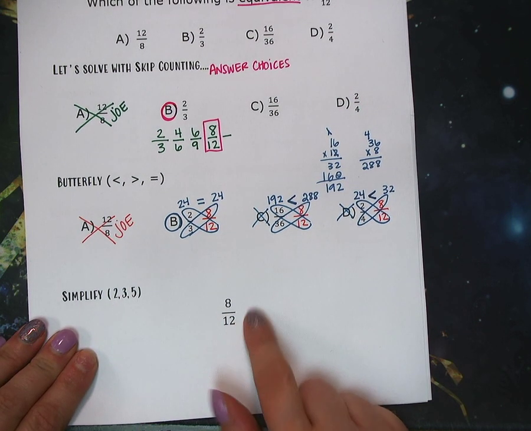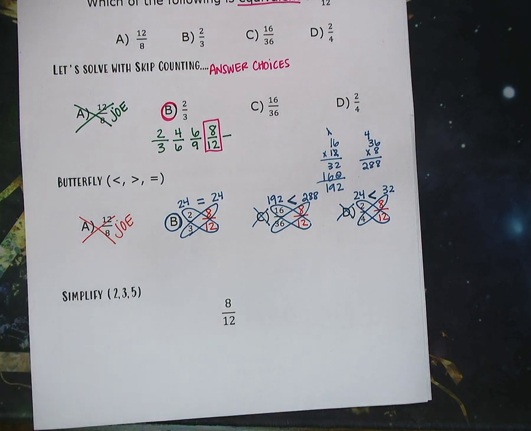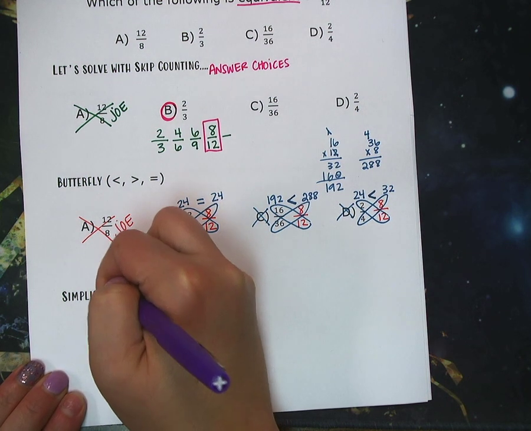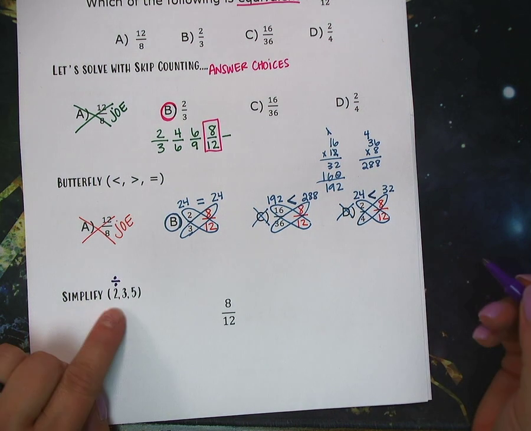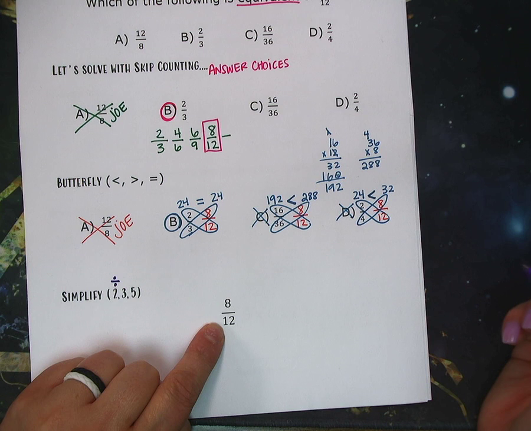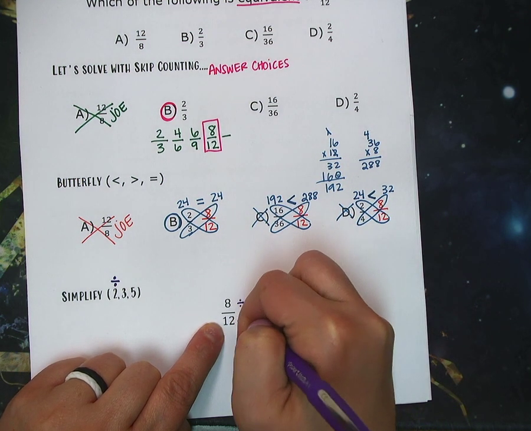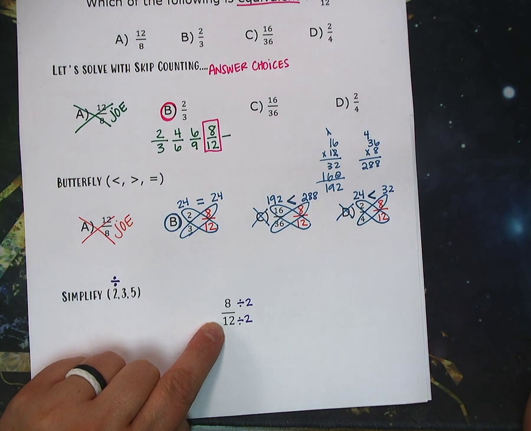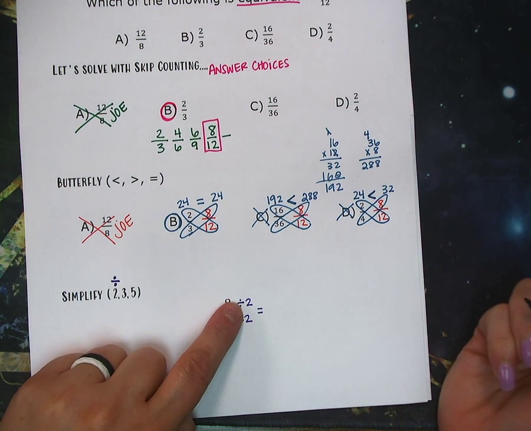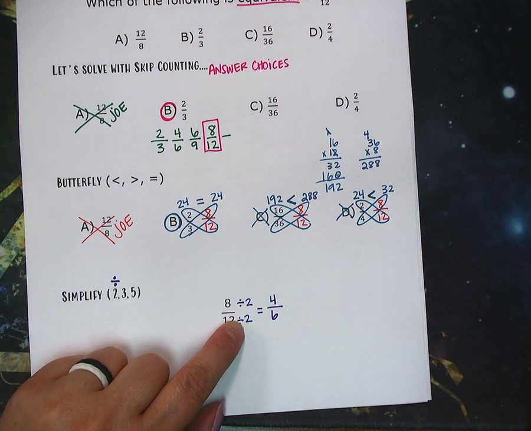Okay. And then the last method that we're going to use is simplifying, which means we're going to just take our original fraction and we're going to divide out a 2, we're going to divide out a 3, and we're going to divide out a 5, or we're going to try to anyway. And we're going to see what we can take out. So I'm going to start with a 2. Can I take a 2 out of both 8 and 12? Yes. So I'm going to go ahead and divide a 2 out of both the top and the bottom. So 8 divided by 2 would be 4. 12 divided by 2 is 6.